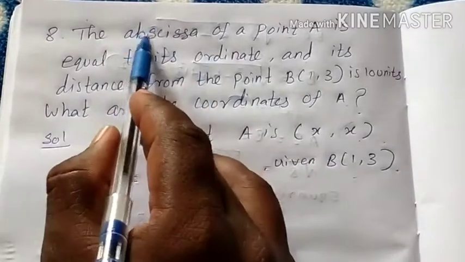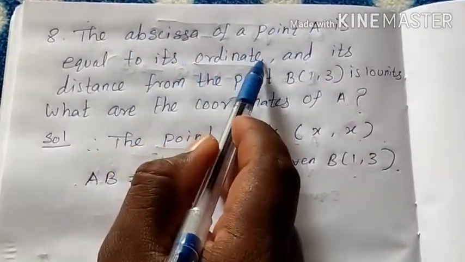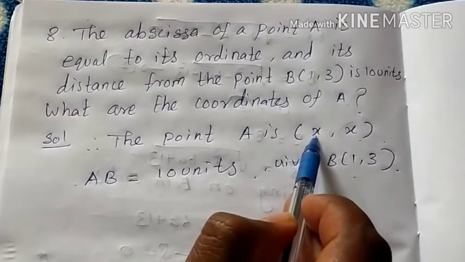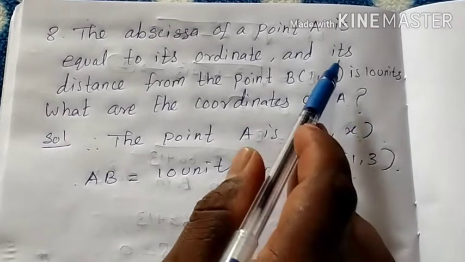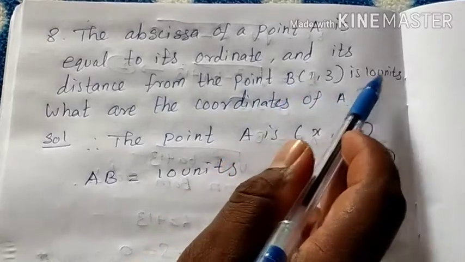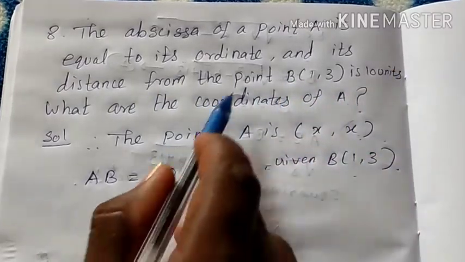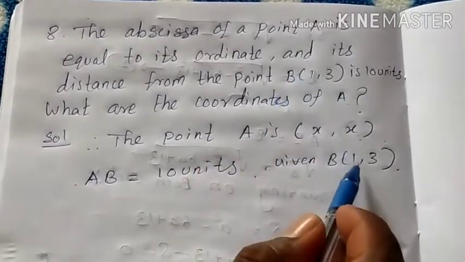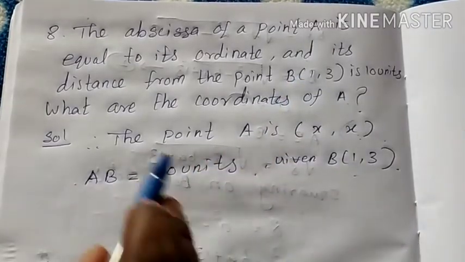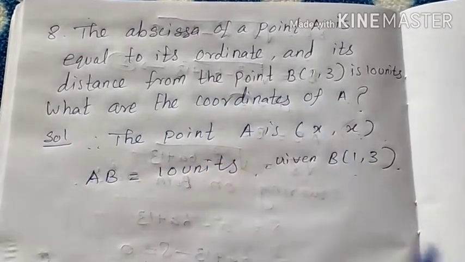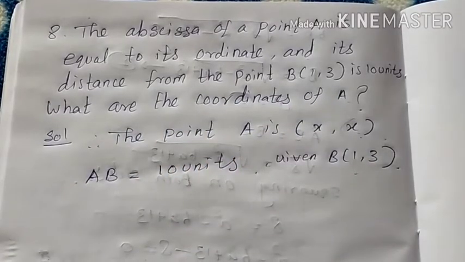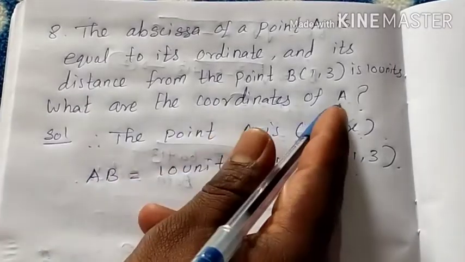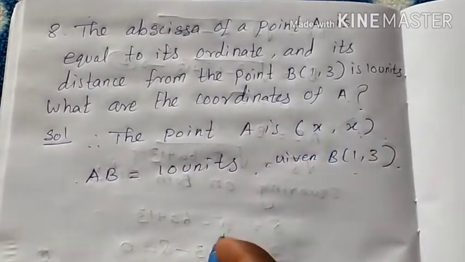The first one is the abscissa of a point A is equal to its ordinate. So abscissa and ordinate are equal. So now I assume the x value is x. Then its distance from the point B is 10 units. The distance between A and B is 10 units. Then point B is (1, 3). The question is, what are the coordinates of A? Find the coordinates of A, the (x, x) values.